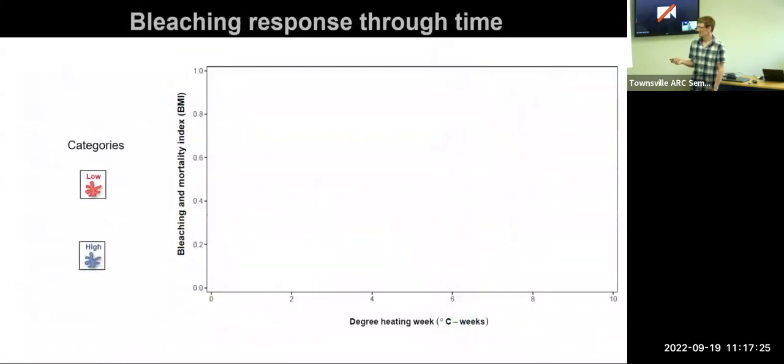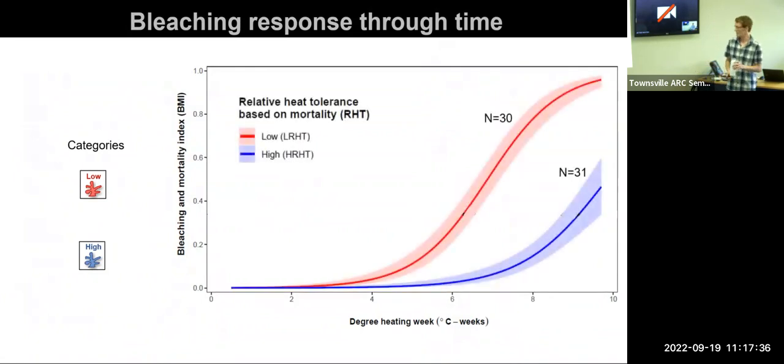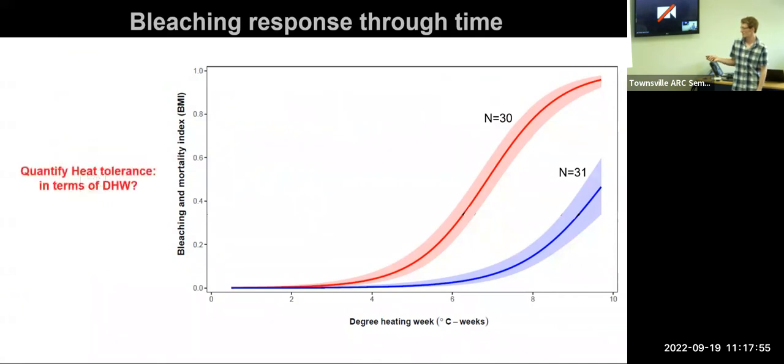So I guess another nice thing to look at is the progression of the bleaching responses through the experiment. The x-axis, you can see, went up to 10 degree heating weeks. And throughout the experiment, you get these bleaching mortality progressions. About a third of the community was categorized as high tolerant colonies and a third as low tolerant colonies. And here you can see the bleaching mortality responses for each of those.